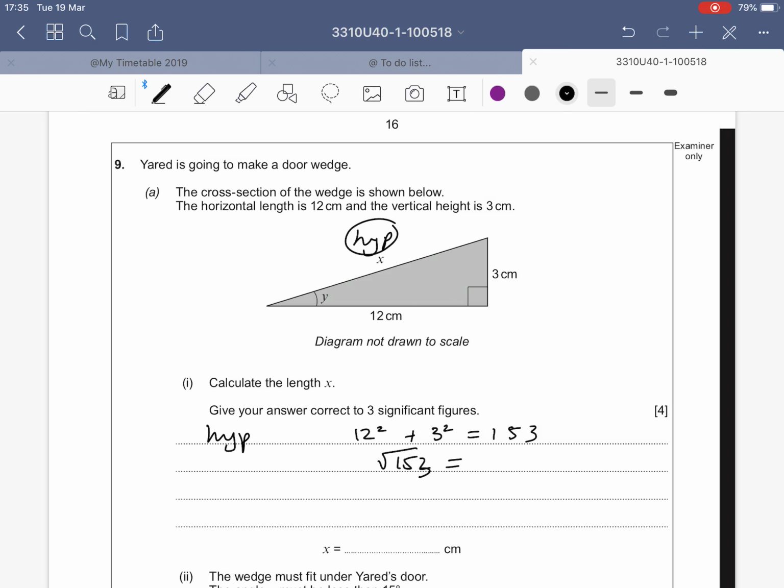We're told here that our answer has to be to just 3 significant figures. So on my calculator, I get 12.36 and far too many digits. But for 3 significant figures, I'll just want to round that to 12.4.